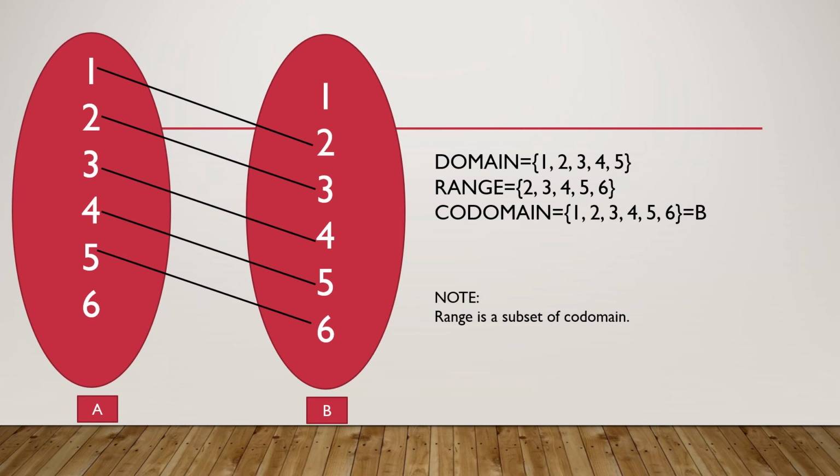Now see there are set A and set B. Set A is having element 1, 2, 3, 4, 5, 6. In the same way set B has 1, 2, 3, 4, 5, 6. In set A there is the element 6 which is not having any image in set B. And in set B there is no pre-image of 1. 1 is not having any pre-image in set A.